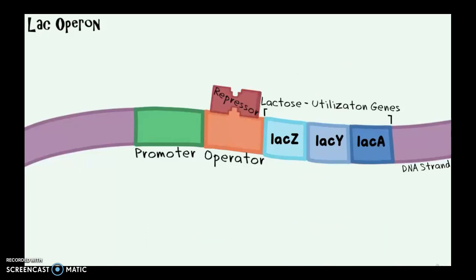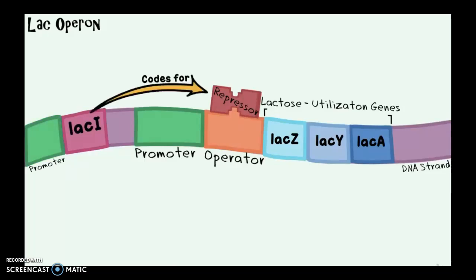Here's the repressor. There's actually a gene here that codes for producing the repressor. See this gene that we call I? It has its own promoter. Well, this gene codes for the production of the repressor.